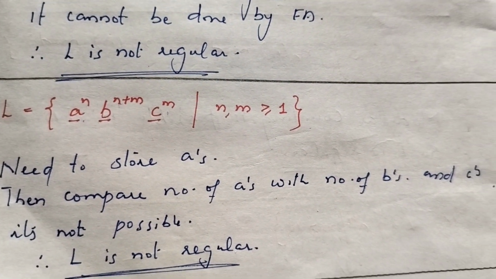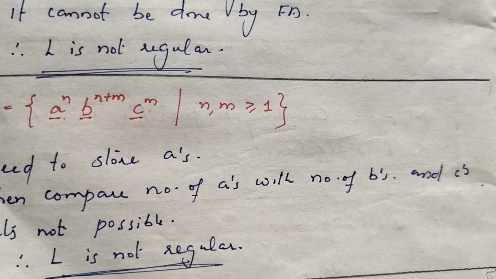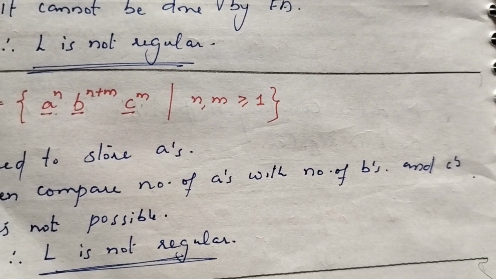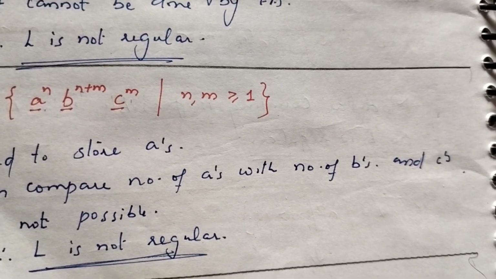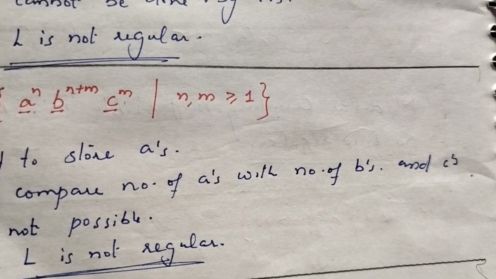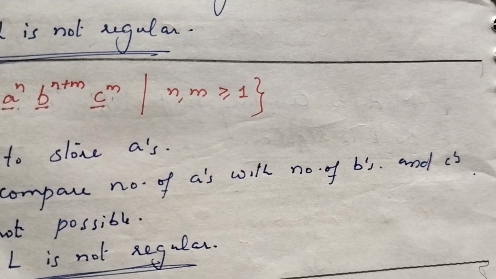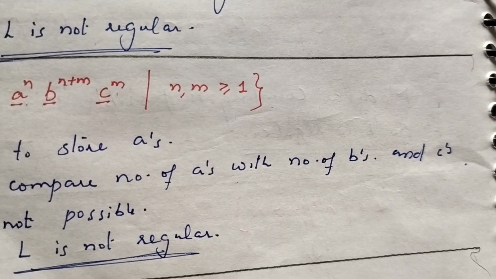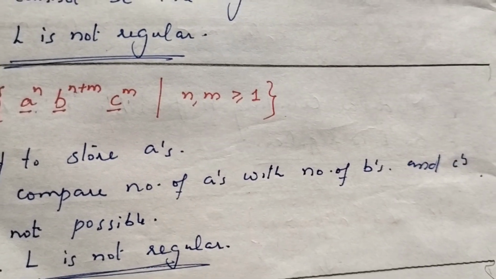So this is the case. If the language is finite, it is a regular language. If the language is not finite, that is if the language is infinite, check whether you are able to draw a finite automata. If you are able to find a pattern, then you can draw a finite automata and you can say that it is a regular language, otherwise not. Okay.